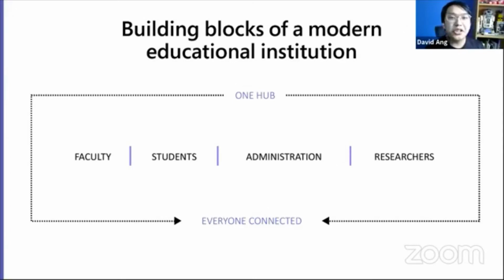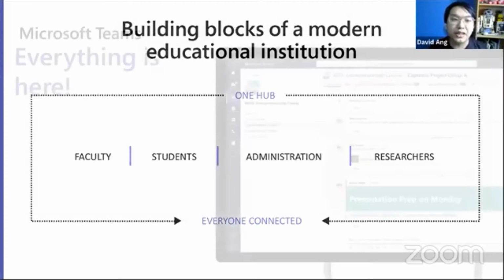A modern educational institution is where faculty, students, admin, and researchers are all connected in one single hub. So whether it's faculties with their professional learning communities, students with their orgs, with their classes, with their group projects, or with their barcadas, administrators with their offices, with their project management tools, or researchers with their research projects, everyone is connected in a single hub. And one of these hubs that is really popular these days is Microsoft Teams.